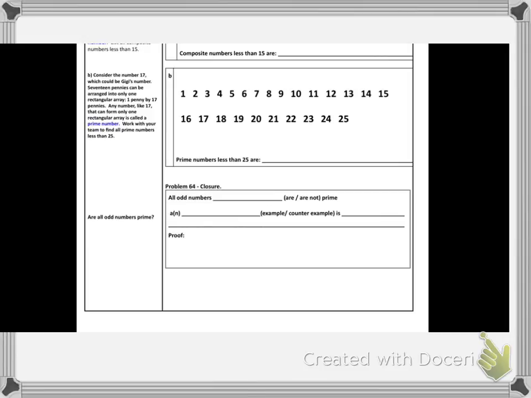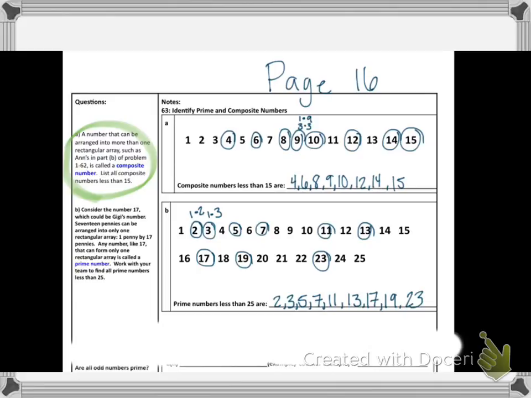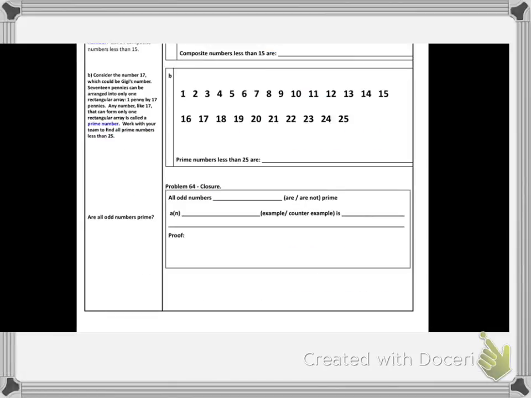Closure. All odd numbers are prime. Well, let's take a look at our problem above. If that is a true statement, that means we would have circled all of the odd numbers. 3, 5, and 7 fall into that category. 9 does not. 15 does not. 21 does not. And 25 does not. They are odd numbers, but they are not prime. So the answer to our closure is going to be are not.